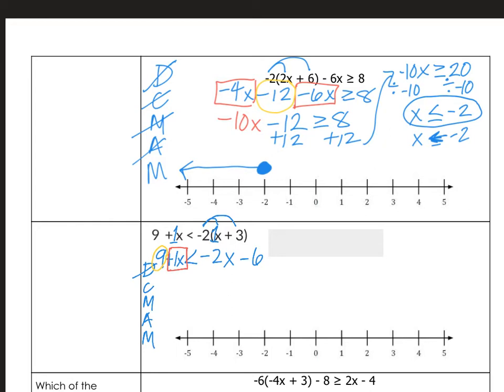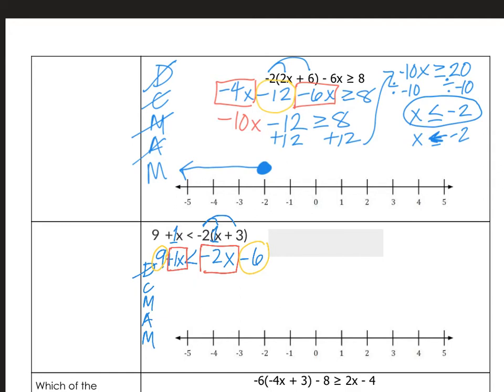Now let's look on the right-hand side. We have -2x, so I'm going to square it with red, and then we have -6. It doesn't have a variable, so we're going to circle it with yellow. Okay, guys, so when you combine like terms, you can only combine the numbers that are on the left-hand side of the equal sign with ones on the left-hand side. And if any numbers are on the right-hand side, you can only combine them with numbers on the right-hand side.